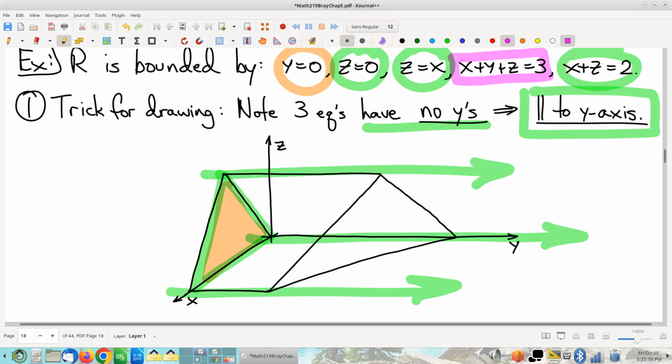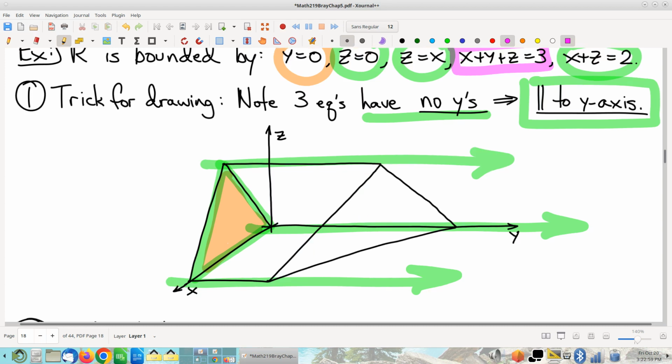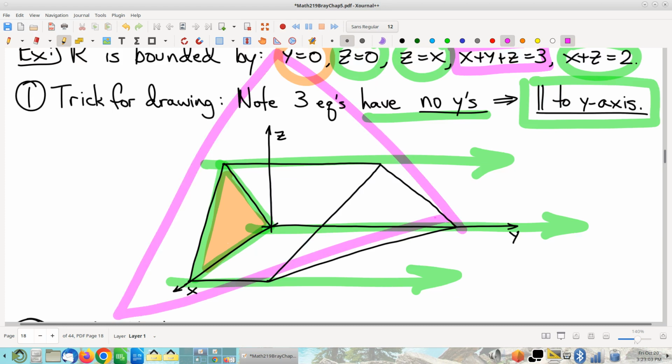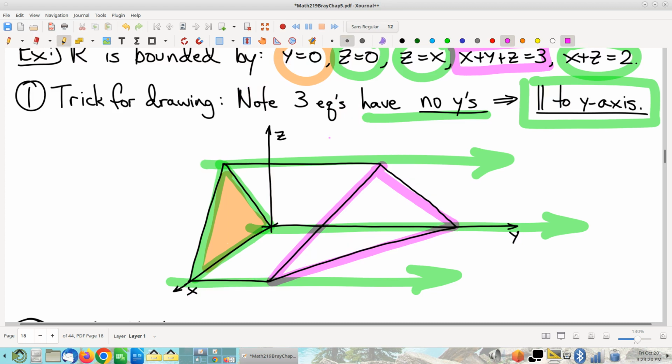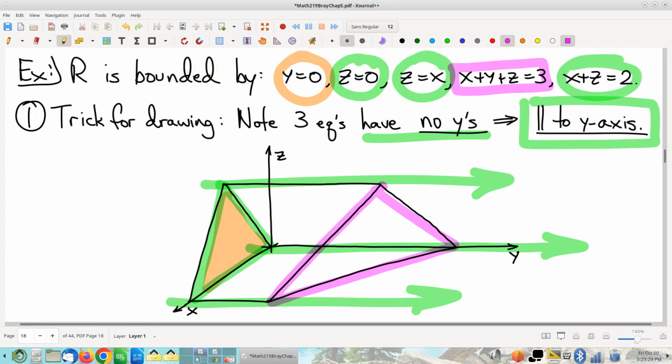This is something kind of like that, right? x plus y plus z equals 3 is going to cut through at an angle. You just have to think geometrically about that, but then it intersects this face right there. So there you go. This is what the solid looks like that's bounded by these 5 equations.